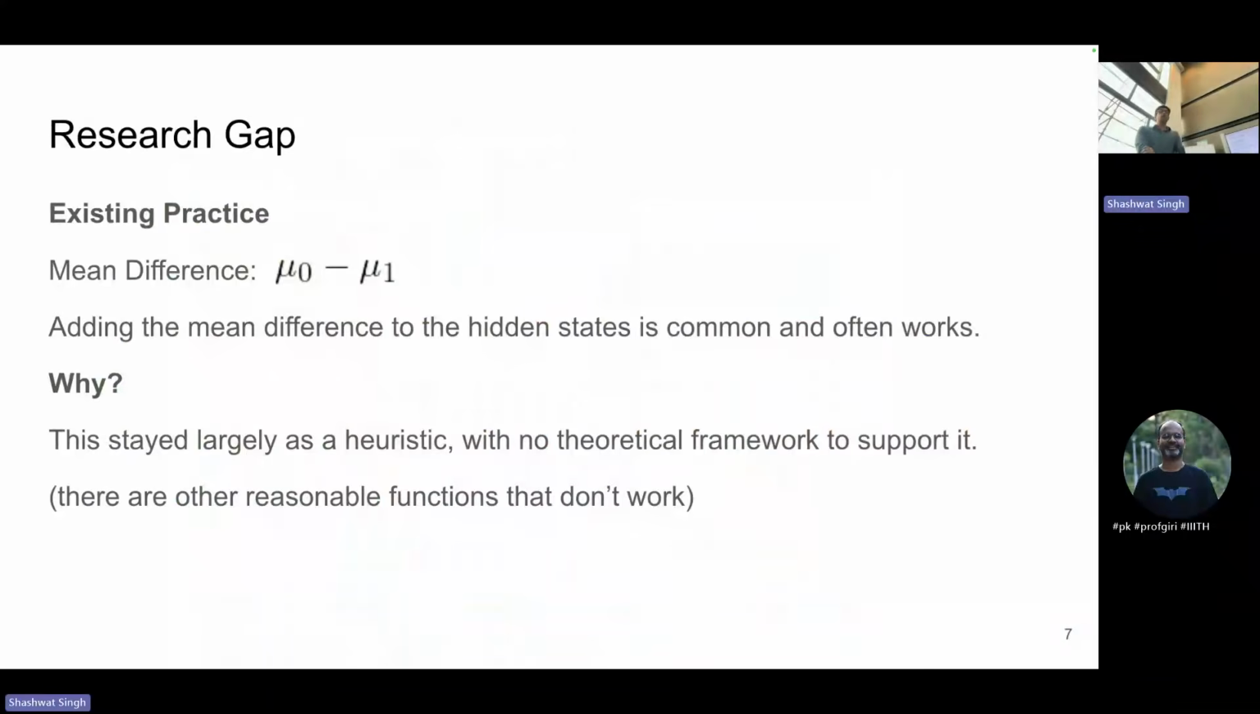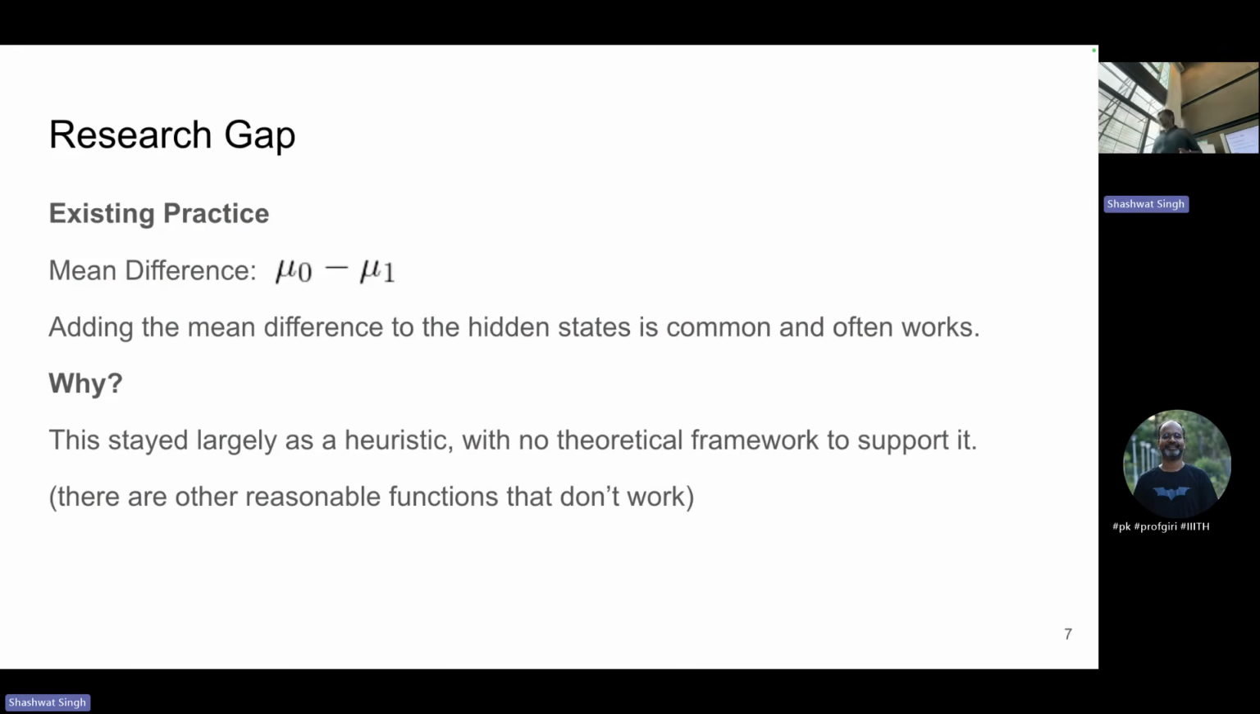Okay, research gap. Existing work was largely empirical and practical, in the sense that if people wanted to change how a generation would end up, they would take some sort of classification data set, let's say toxicity, and do a forward pass on both the classes. They would take the average on both ends, take the mean difference, and add this every time they want to change where the direction is headed. And that worked relatively well.